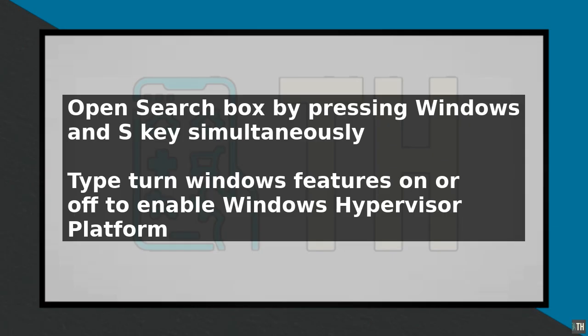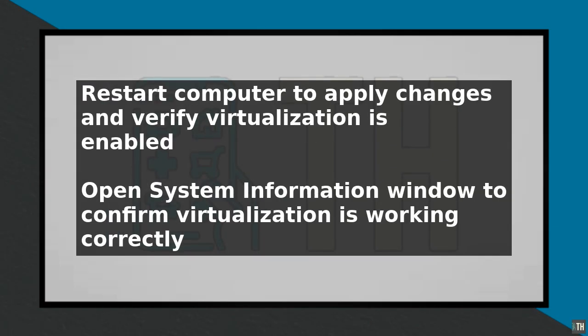After restarting, you can verify that virtualization is enabled by opening the System Information window again. If everything is set up correctly, you should now be able to run virtual machines and use virtualization features in Windows 11. It is important to note that not all computers support virtualization, so if you are unable to find the virtualization option in your BIOS settings, it may not be supported by your computer's processor.